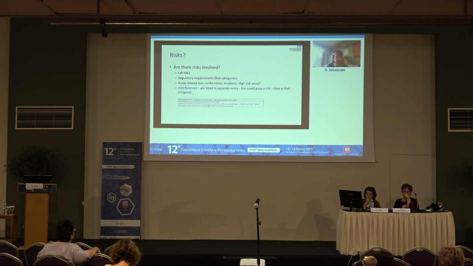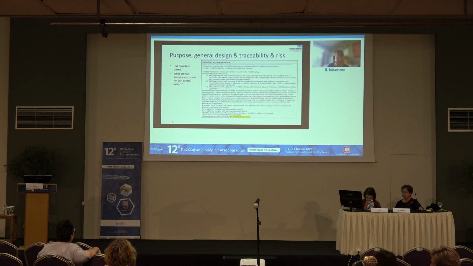A type of risk also is interferences, when anti-CD20 or anti-CD38, for example, is used. But interferences as such is, of course, listed in a separate entry in the validation documentation. And it's all about whatever the risk that we have identified, it's all about how we mitigate it. So what type of processes do we put in place to mitigate, to try to not make this actually happen?